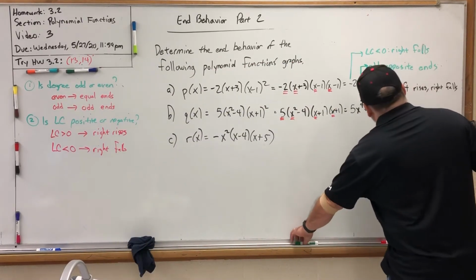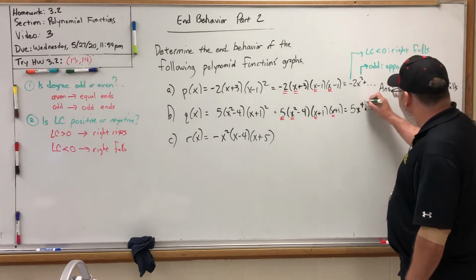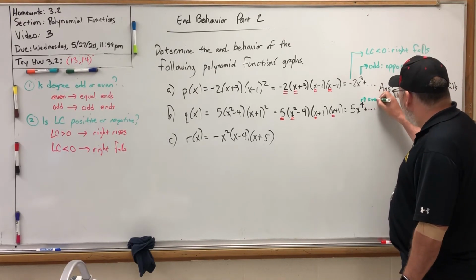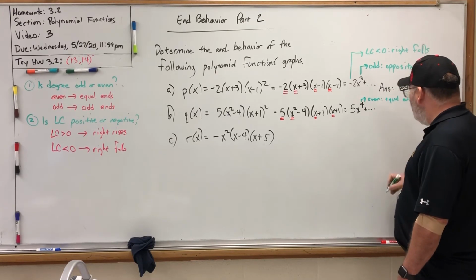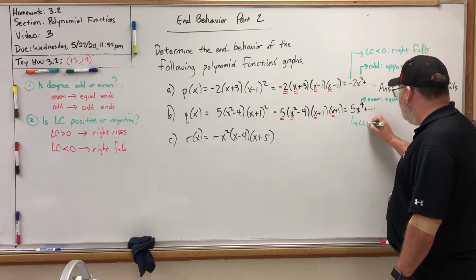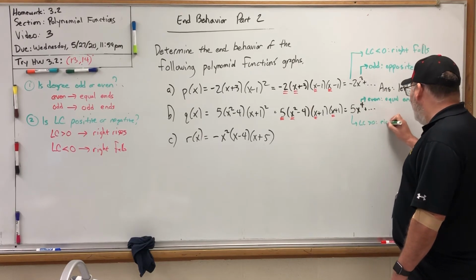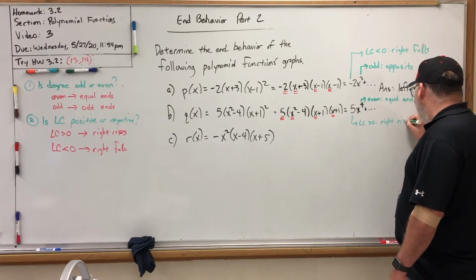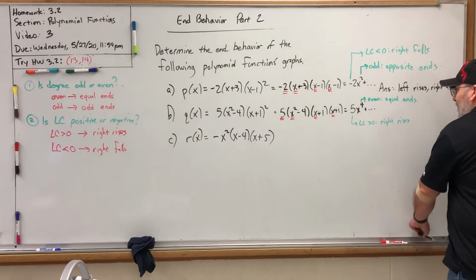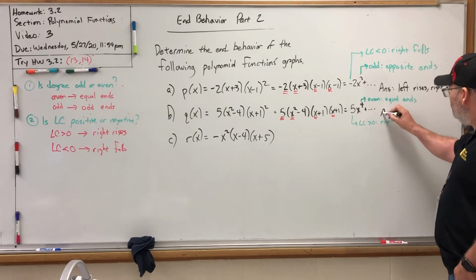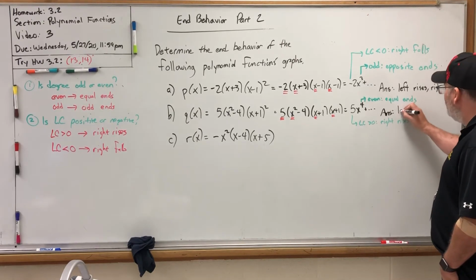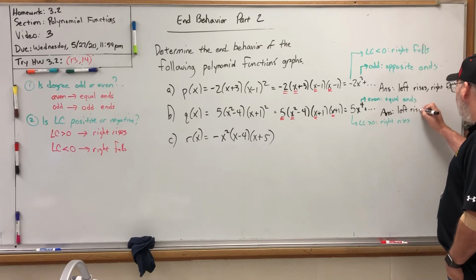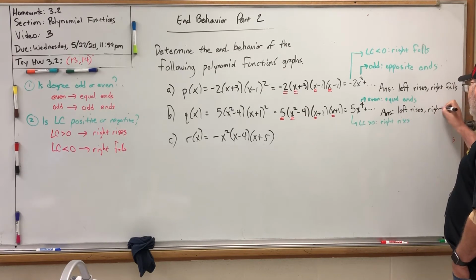So let's analyze this leading term. We know that the degree is even. That means that we have equal ends. So the ends will do the same thing. And the leading coefficient is positive. That means that the right points up, so the right rises. So what does this mean about the ends? Well, if the right rises and the ends are equal, then the left rises. And as we've already said, the right rises. So both ends of this graph would point up.